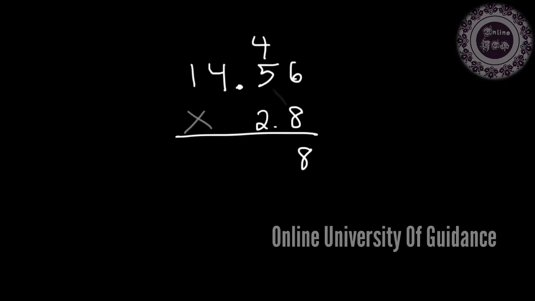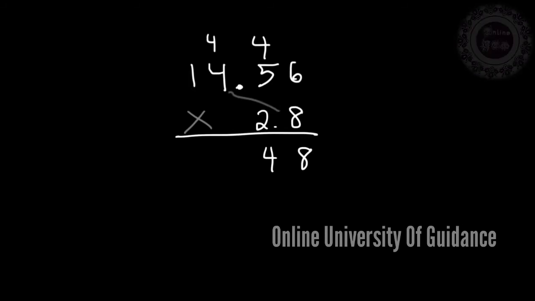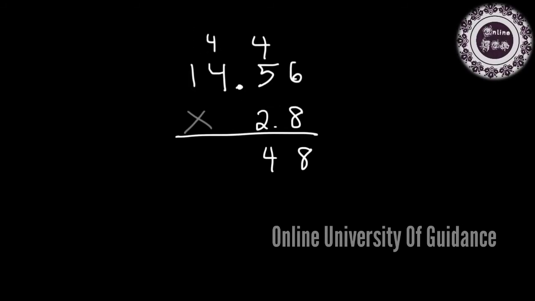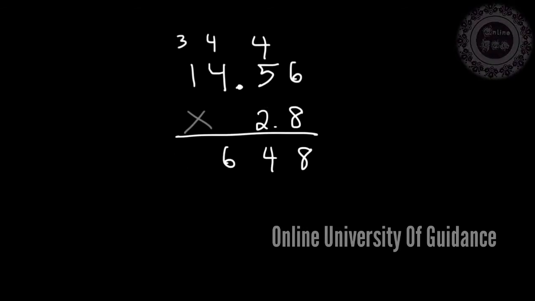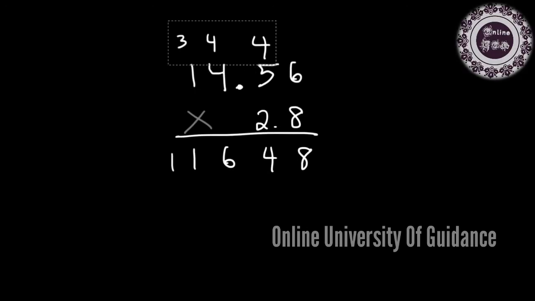Next we have 8 times 5, which is 40, plus 4. So that's 44. And we're going to carry over the next 4. And then 8 times 4 is 32, plus 4, that's 36. So let's write 6, and then carry over the 3. 8 times 1 is 8, plus 3, that's 11. So now let's get rid of these numbers.